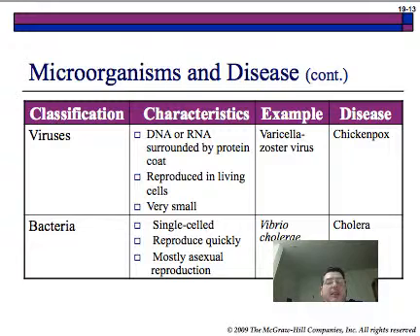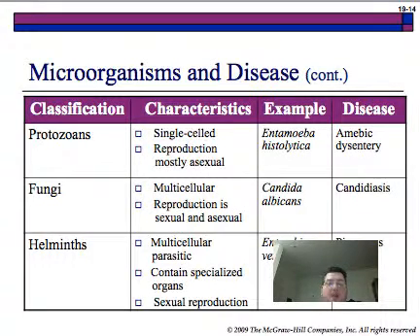Viruses have DNA or RNA surrounded by a protein coat, reproduce in living cells, and are very small. An example is varicella zoster virus, known as chickenpox. Bacteria are single-celled and reproduce quickly, mostly asexually. An example is Vibrio cholerae, which causes the disease cholera. Protozoa are single-celled, with reproduction mostly asexual. An example is Entamoeba histolytica, which causes amoebic dysentery, a disease found with protozoans.